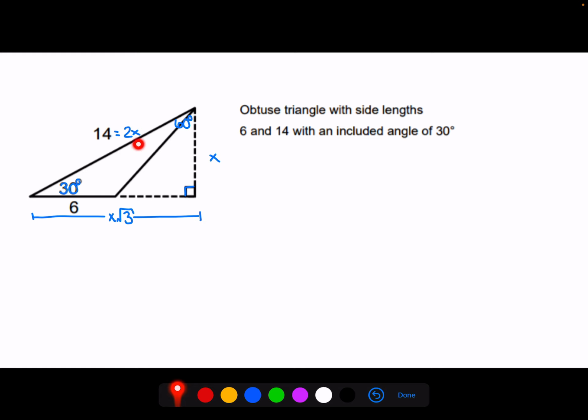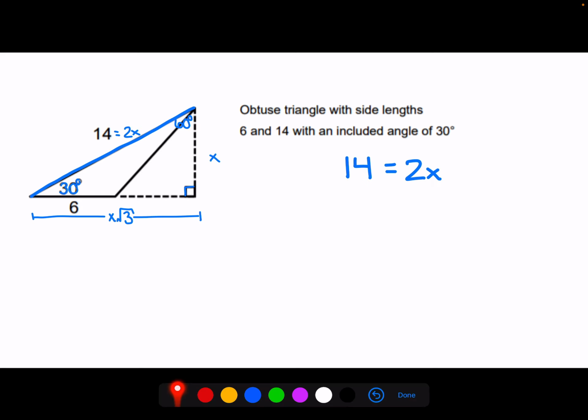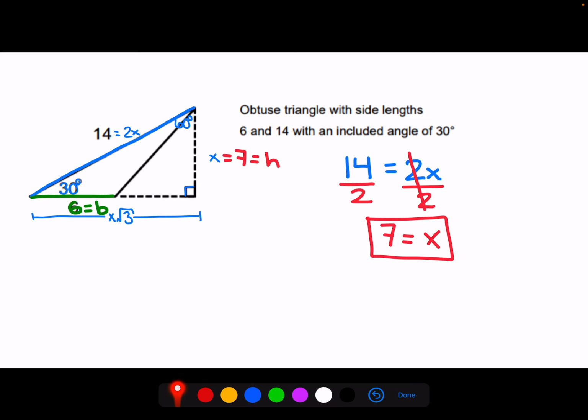From here, I only have one equation here. 14 equals 2x. That will allow me to solve for x. Dividing both sides by 2 gives me x equals 7. And in this case, x is our height. Right? It intersects at 90 degrees.